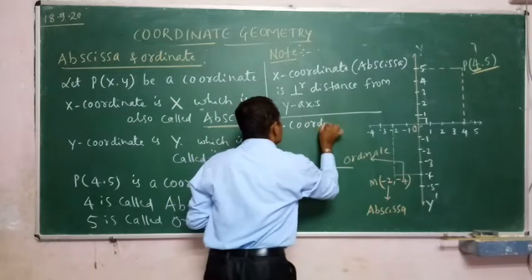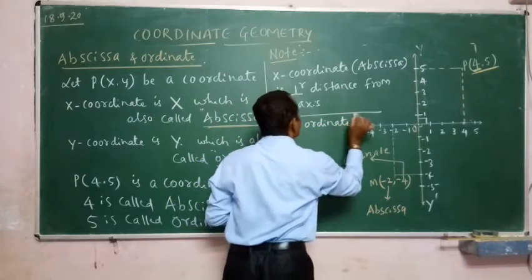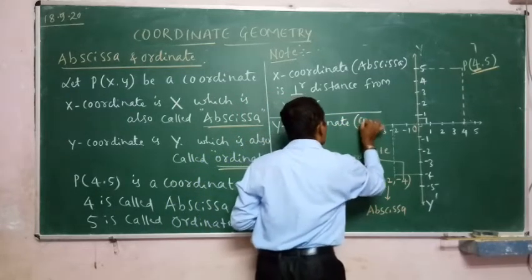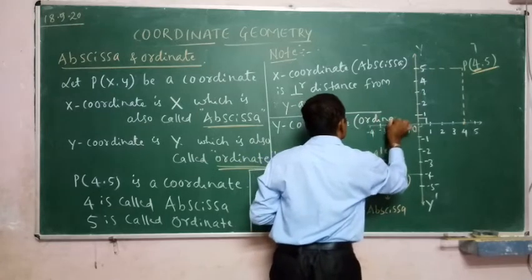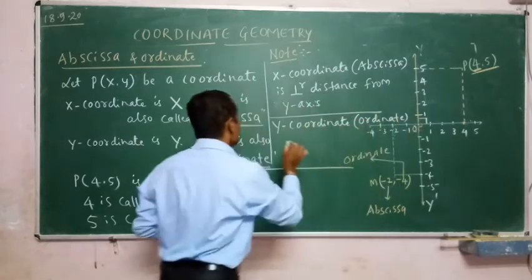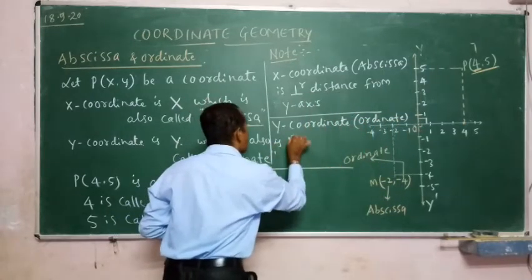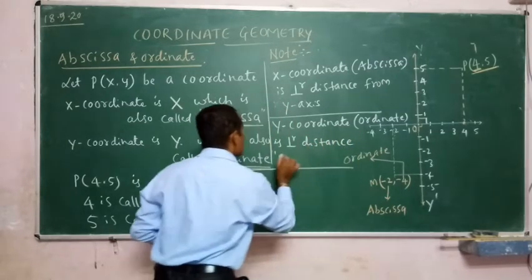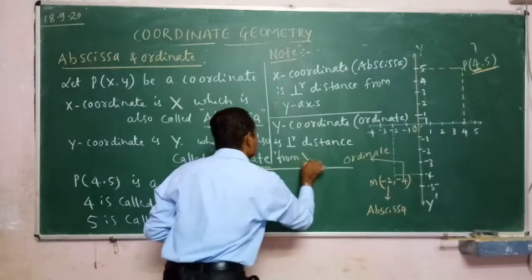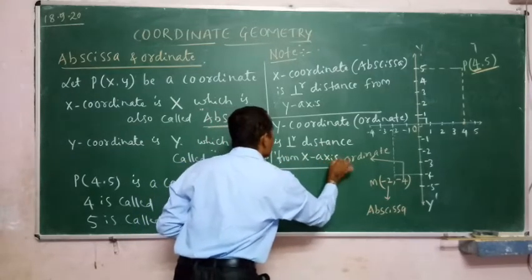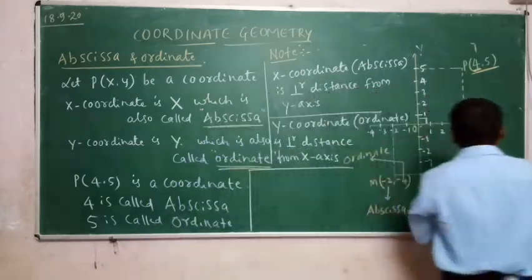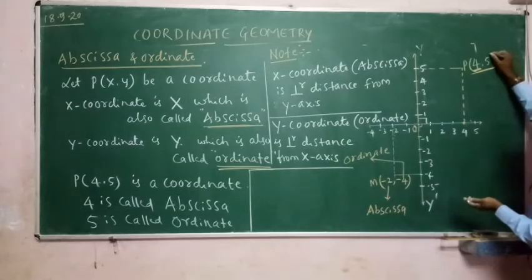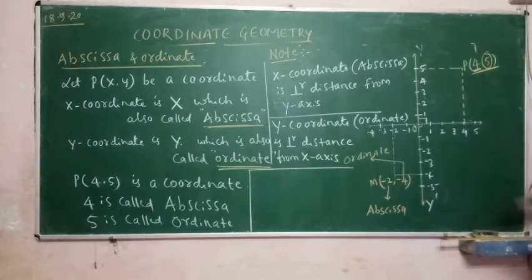Likewise I can write y coordinate, nothing but ordinate. Ordinate is perpendicular distance from the x-axis. Come on, see. What is the ordinate? 5.